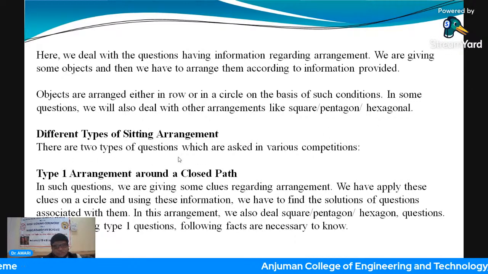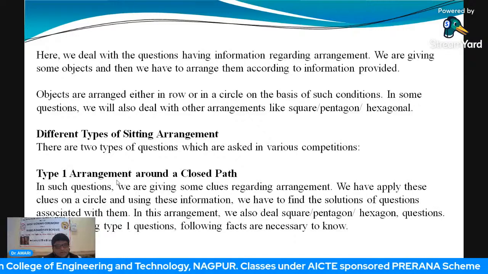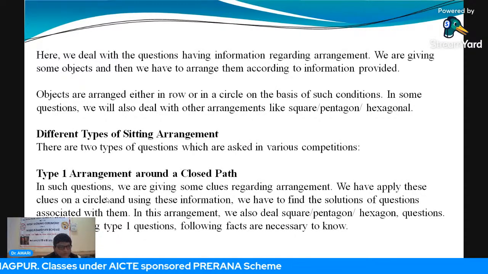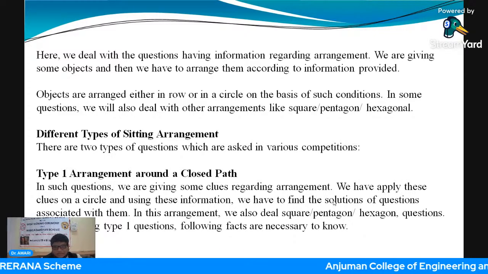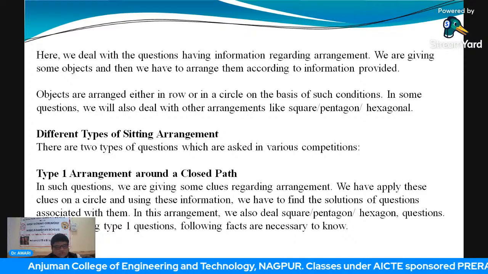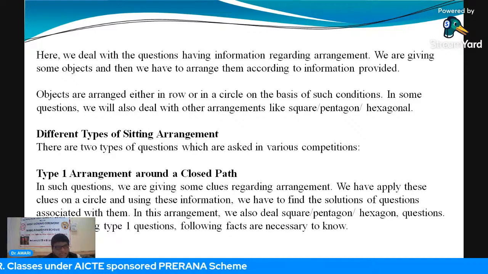There are two types of questions which are generally asked in various competitive examinations. One is type 1, that is arrangement around a closed path. In such questions, we are given some clues regarding the arrangement. We apply these clues on a circle, and using this information, we have to find the solution of the questions associated with them. In this arrangement, we also deal with square, pentagon, hexagon questions.